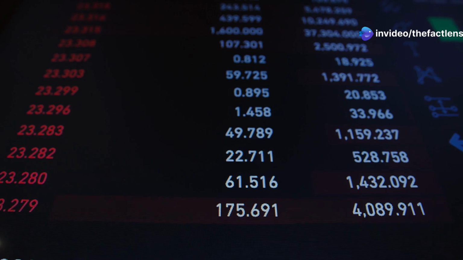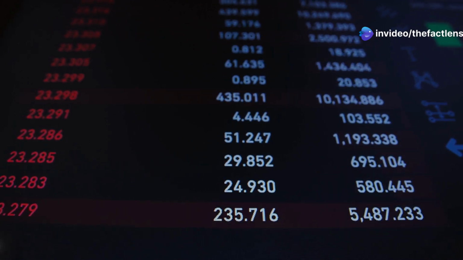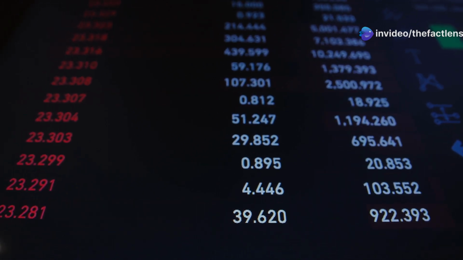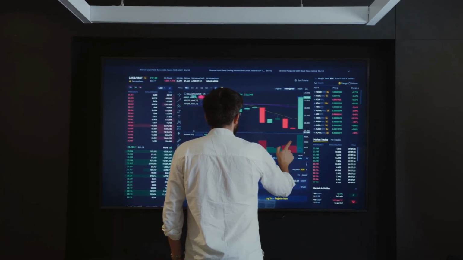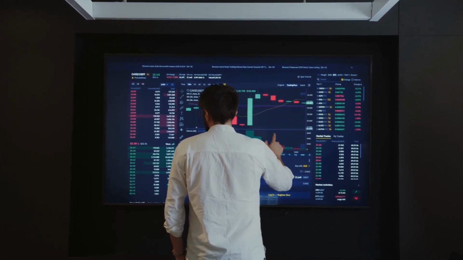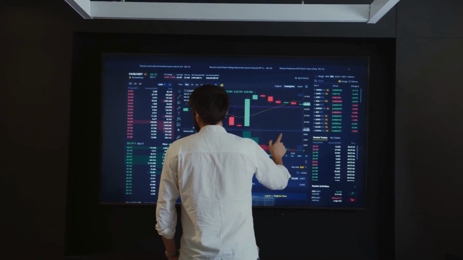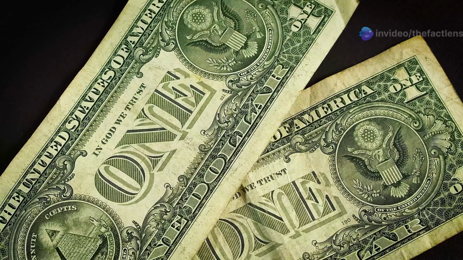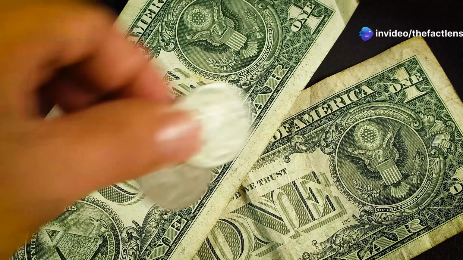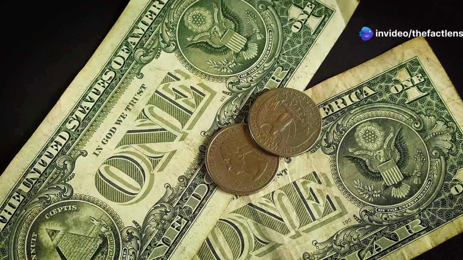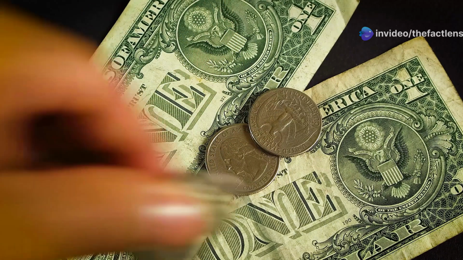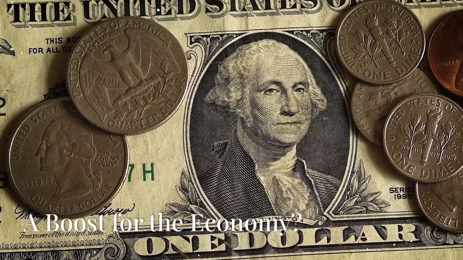While a repo rate hike might seem unfavorable, it is often necessary to control inflation. When inflation is high, the prices of goods and services rise rapidly, eroding the purchasing power of consumers. By increasing the cost of borrowing, the RBI aims to curb spending, thereby reducing demand and bringing inflation under control.